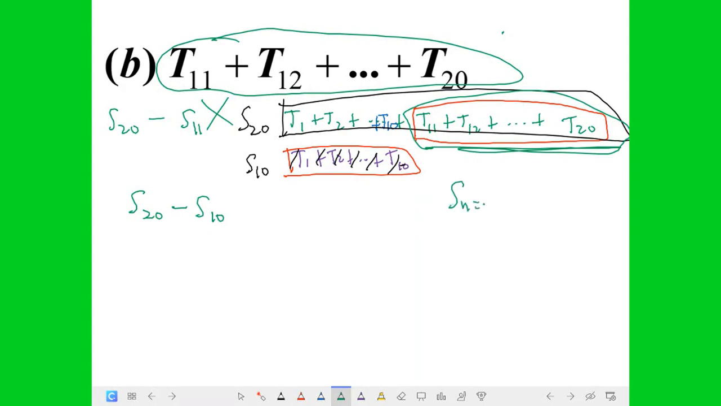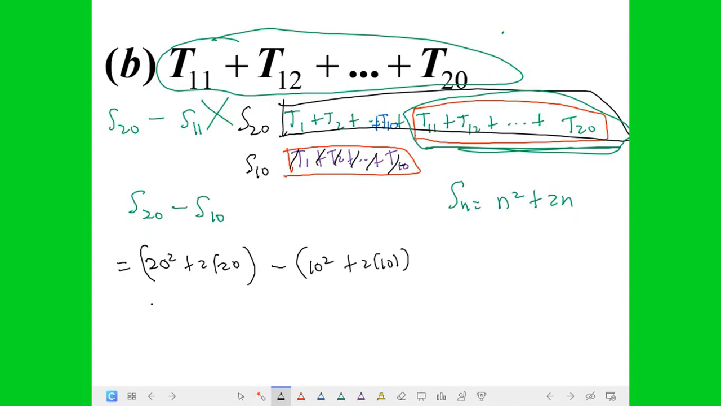Dia bagi formula tadi apa? Sn sama apa ni? N squared plus 2n. Betul ke formula ni? Cik Olik? Betul ke? Betul. Okay. So masuklah. 20 squared plus 2 times 20, minus 10 squared plus 2 times 10. Cari kan? Malas nak cari dah. Berapa? Ini 440. Yang ini 120. Malas you all. Dah, dapat. Betul kan? 1, 2, 0. Betul lah tu.